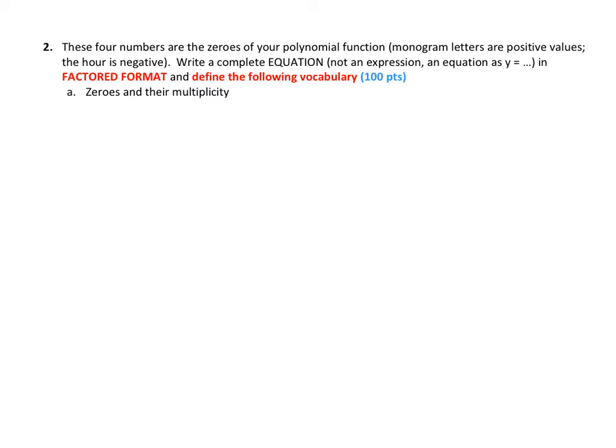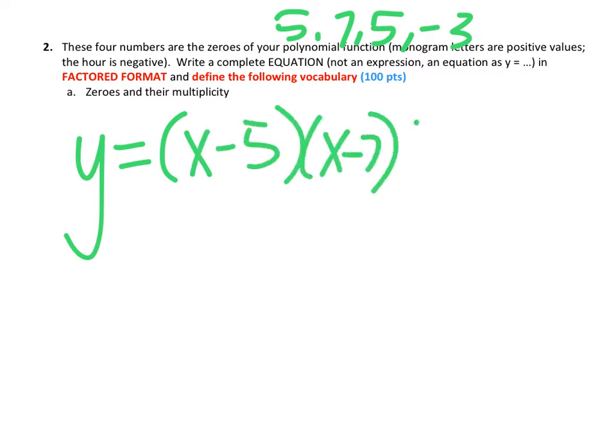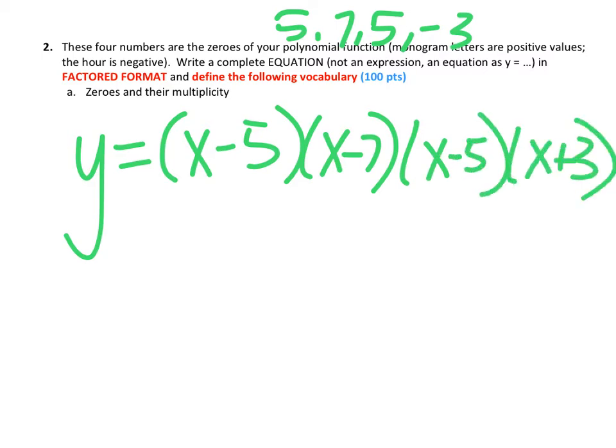So I'm going to use y equals. Again, my numbers were 5, 7, 5, and -3. I'm going to put this in factored format. Taking my zeros in factored format would be x minus 5, x minus 7, x minus 5, and x plus 3. So that is my equation in factored format.